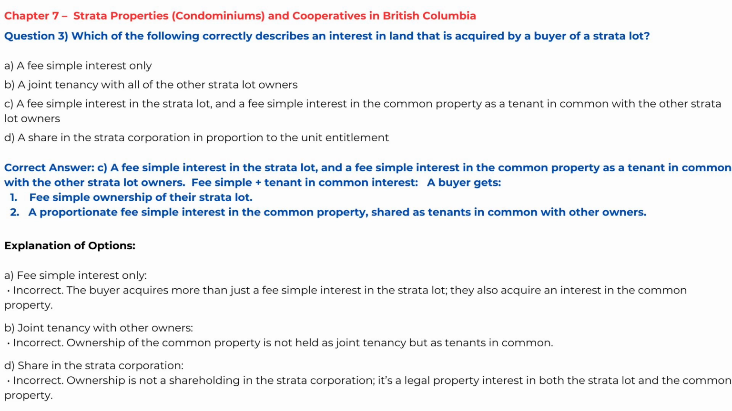Explanation of options. A. Fee simple interest only. Incorrect. The buyer acquires more than just a fee simple interest in the strata lot, they also acquire an interest in the common property. B. Joint tenancy with other owners. Incorrect. Ownership of the common property is not held as joint tenancy but as tenants in common. D. Share in the strata corporation. Incorrect. Ownership is not a shareholding in the strata corporation. It's a legal property interest in both the strata lot and the common property.